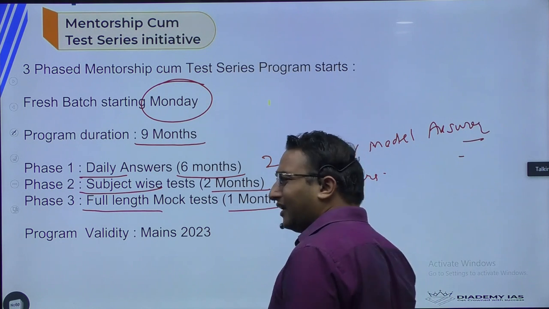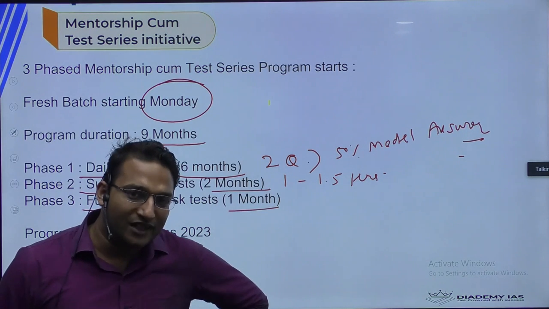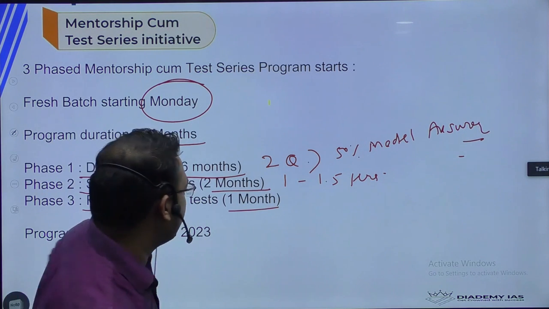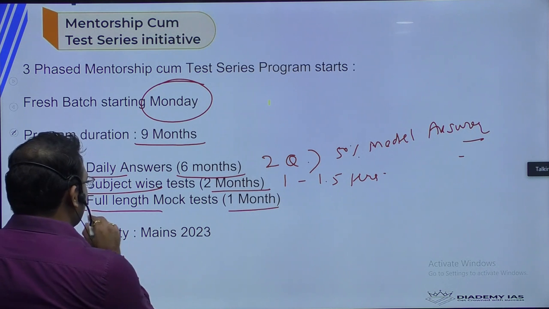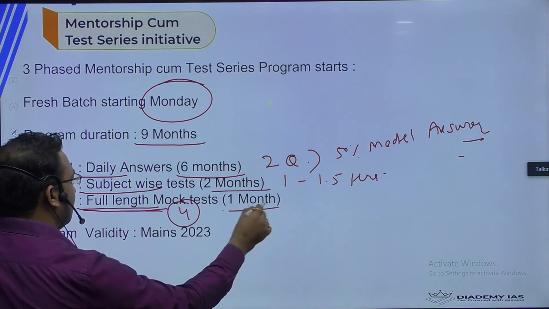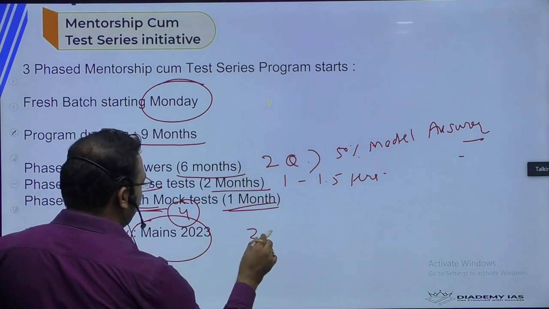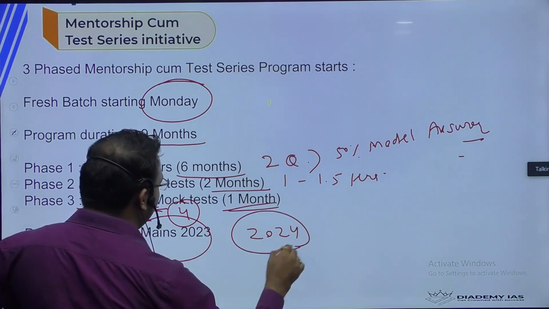Because in the direct questions, there is no need of a model answer, but in the twisted questions, application-based questions, we will try to give the model answers. And you will also get the full-length mock test. 4 full-length mock tests you will get in phase 4. Validity of the program is Mains 23. If you are appearing for 24, you can also join. Accordingly, we will extend your validity.